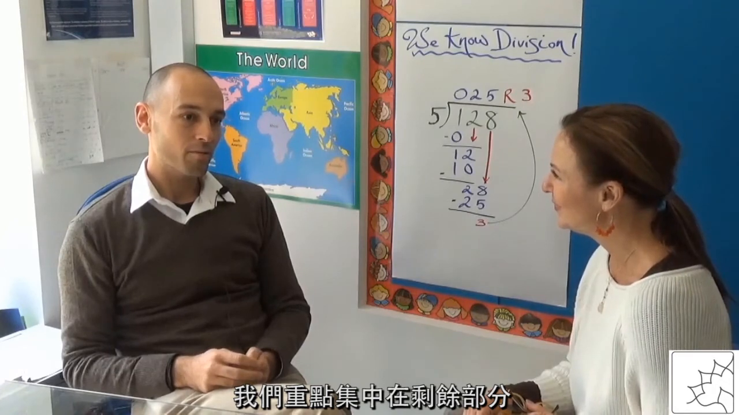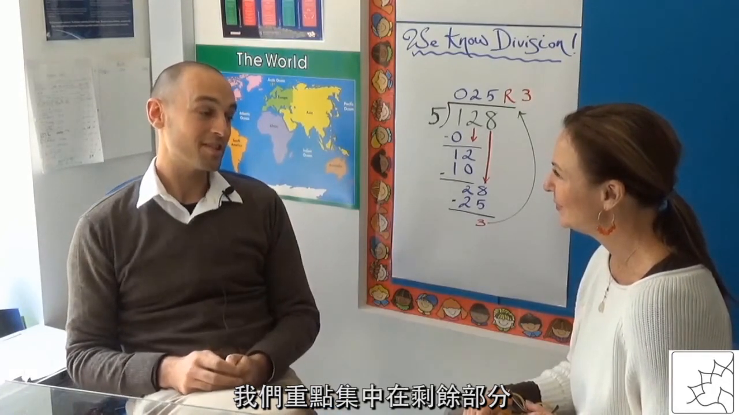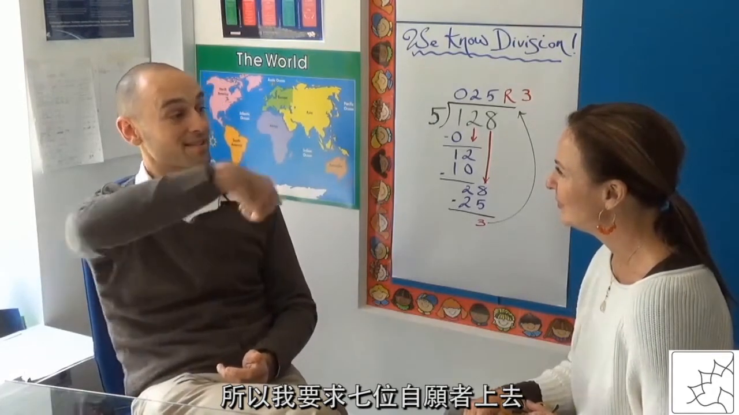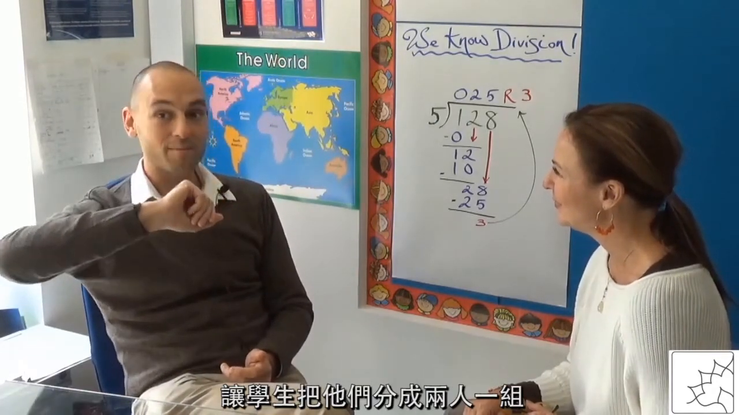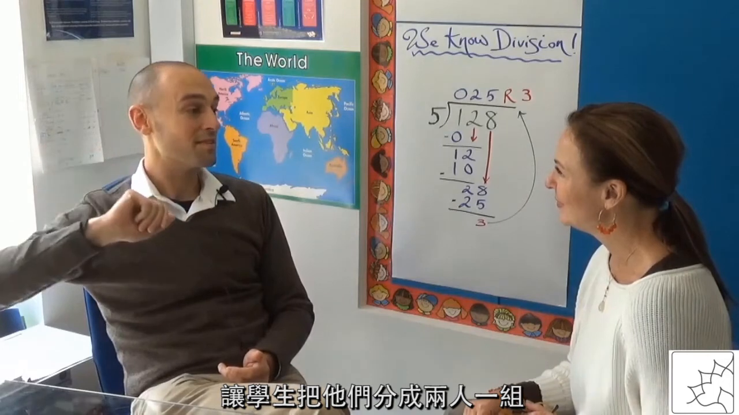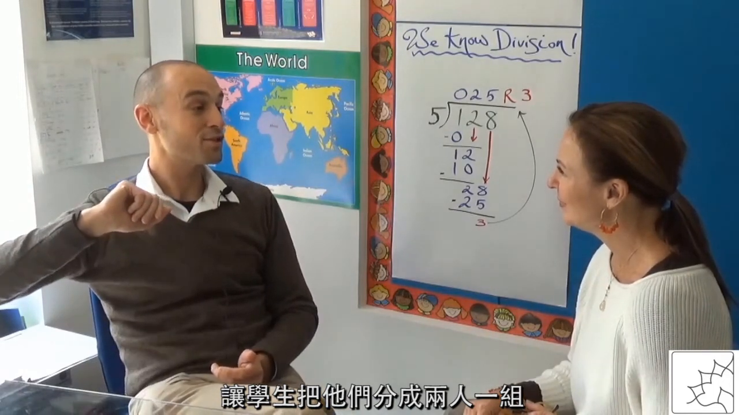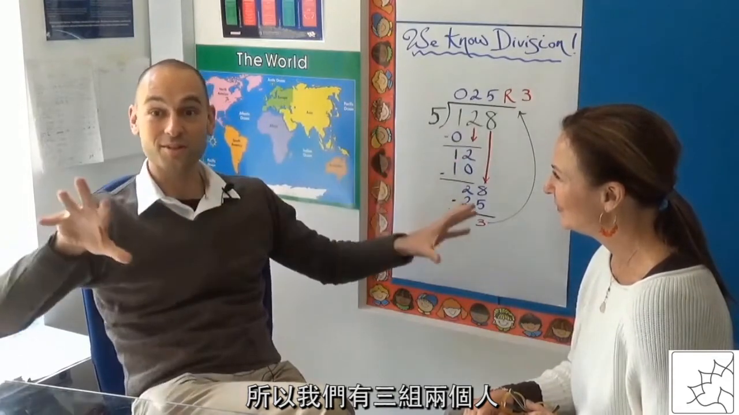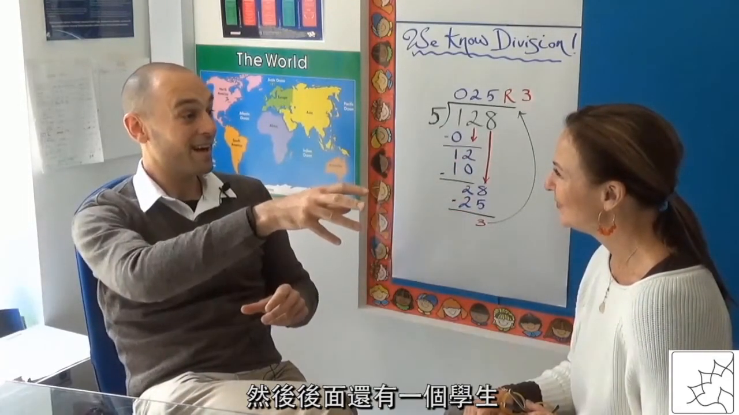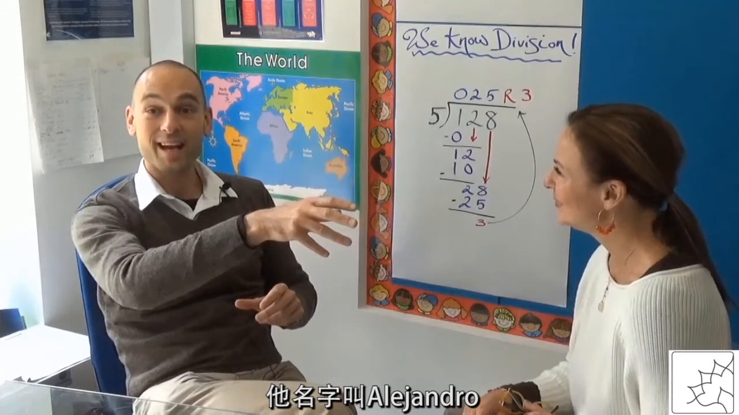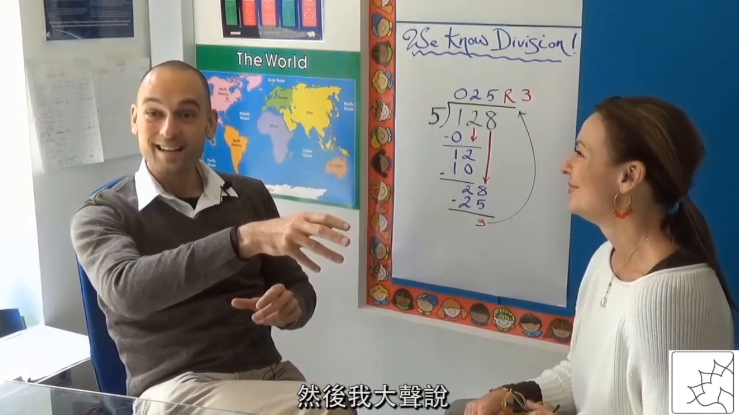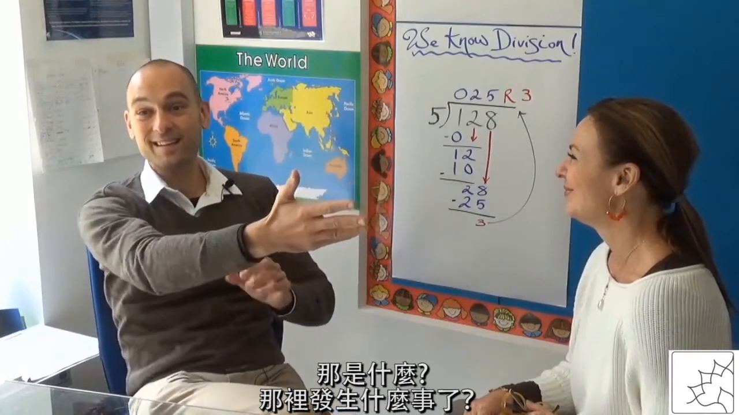Things like when we were focusing on the remainder and division, and they didn't quite get it, so I asked for 7 volunteers to go up, and 7 went up, and I asked some students to divide them into groups of 2, and so we had 3 groups of 2. They chose which students were going to be in the groups, and then there's one kid behind. It was a student named Alejandro, and he looked confused and he felt left out, and I was like, what is that? What's happening there?